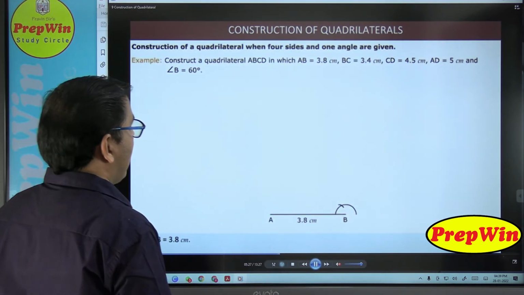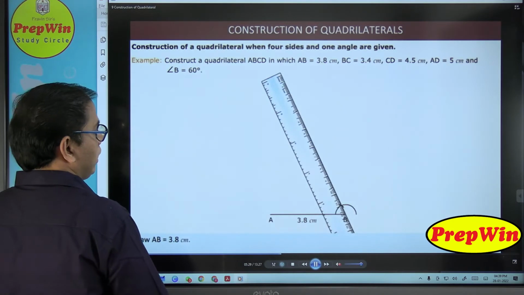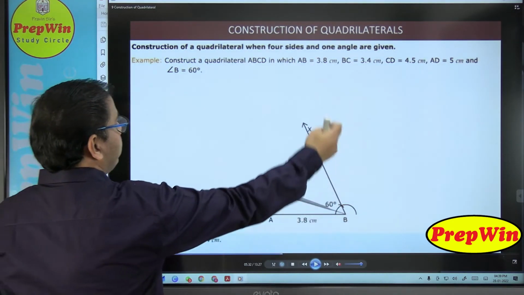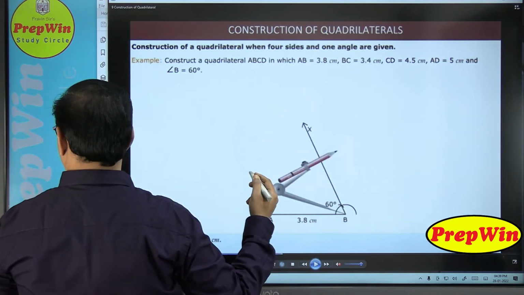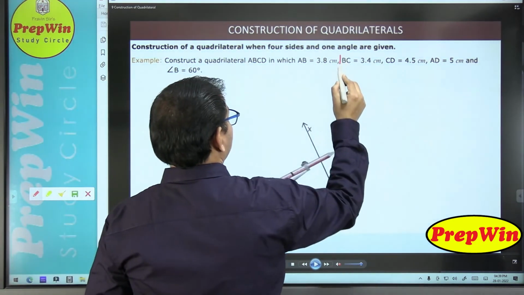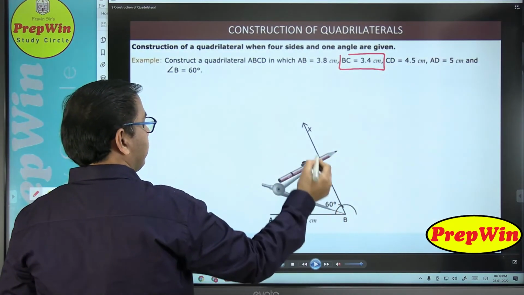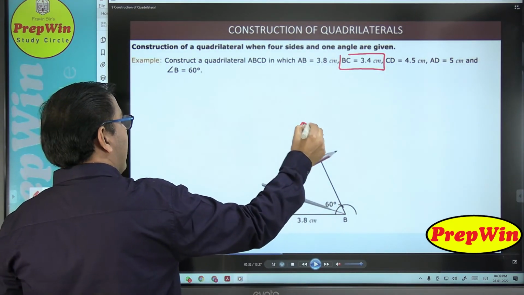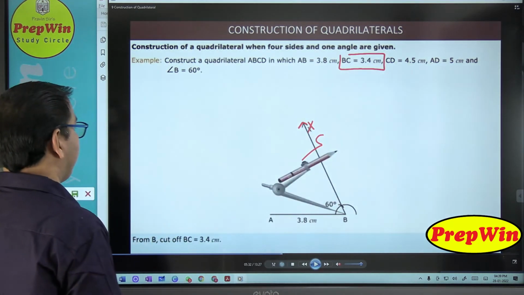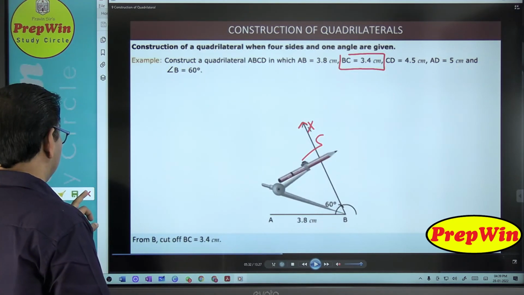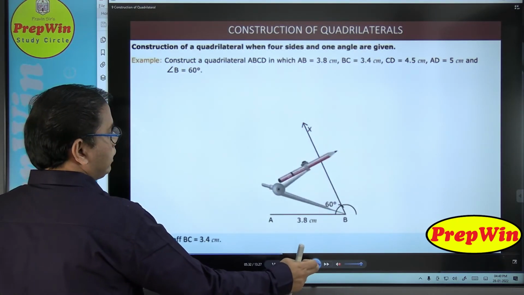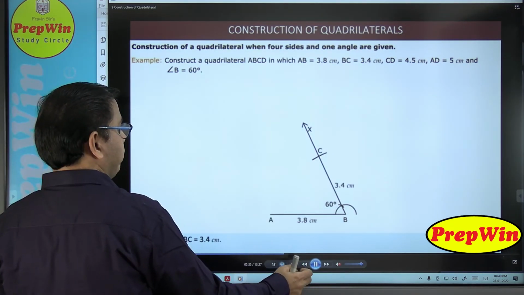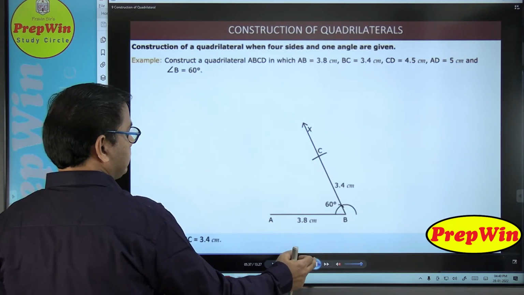Now we will draw a line which will give us an angle of 60 degree. We have to take measurement. Now BC is 3.4. You will take 3.4 on your compass and cut here. This is BC. Near the arrow you can write X. X is just a reference point. It is not a part of our quadrilateral. So take 3.4 centimeter and cut it like this. This is point C.